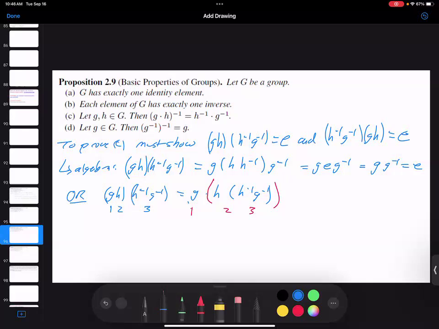Now, let's use associativity again. I can now have H inverse put together times G inverse. What's H times H inverse? So this would then become G E times G inverse. What's E times G inverse? G inverse. And what's G times G inverse? E. So if I want to do things completely rigorously and lose my job, this is how I would have to do this.